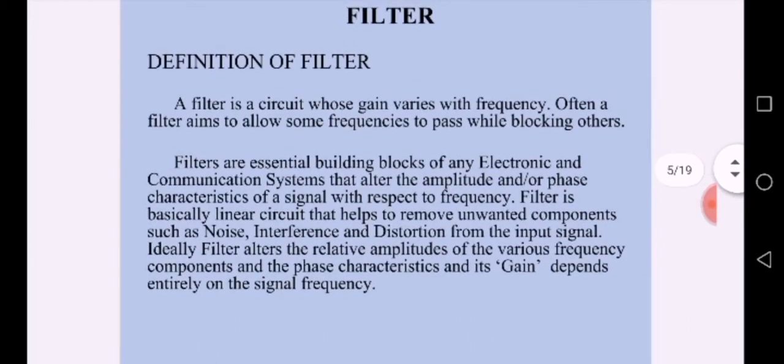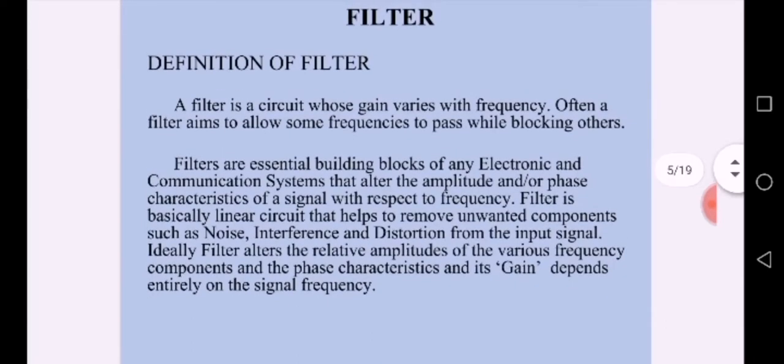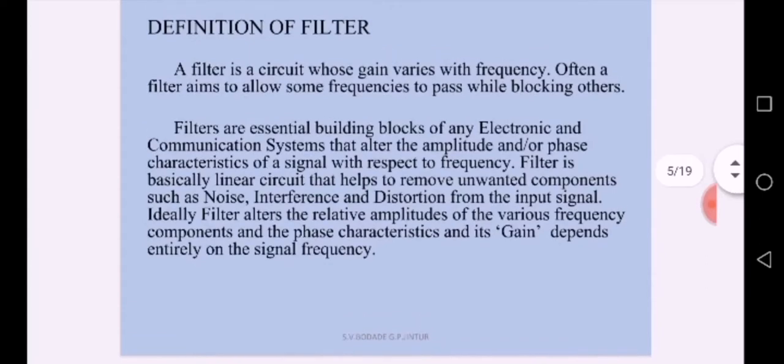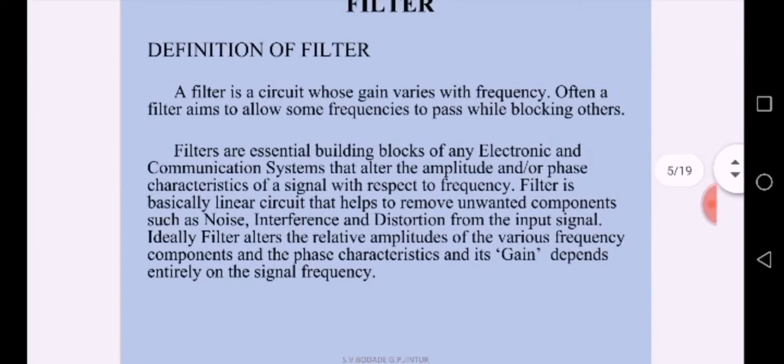Then we will see the definition of filter. A filter is a circuit whose gain varies with frequency. Often a filter aims to allow some frequencies to pass while blocking others. Particular frequencies are passed and the other frequencies are blocked; this is known as a filter. Filters are essential building blocks of any electronic and communication system that alter the amplitude and/or phase characteristics of a signal with respect to frequency.